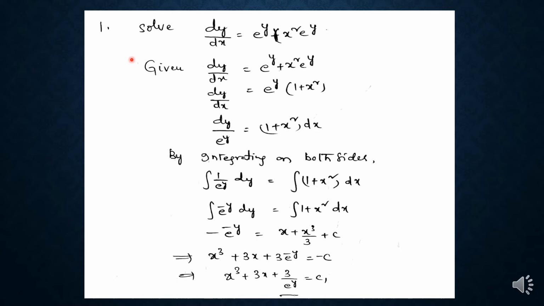Now take the first problem. Solve dy by dx is equal to e to the power of y plus x square into e to the power of y. If we are given a differential equation to solve, at first we should check whether it is possible to separate the variables. In these two terms, e to the power of y can be taken as common: dy by dx is equal to e to the power of y into 1 plus x square.